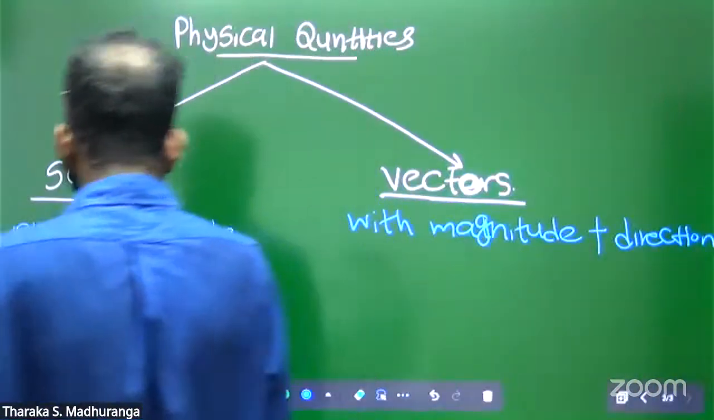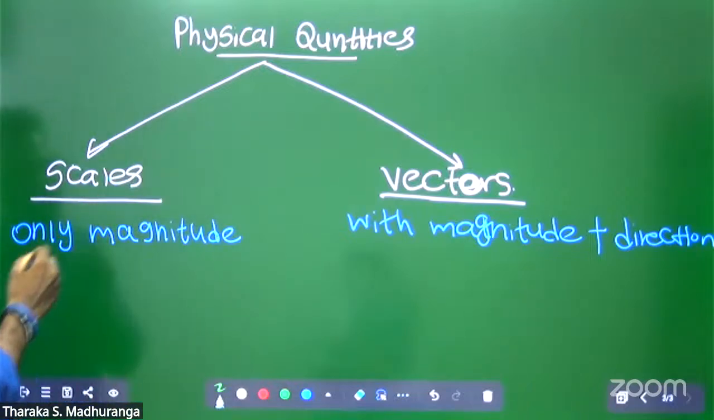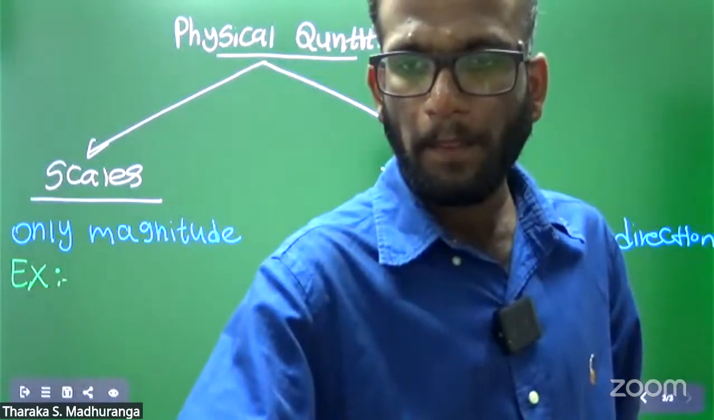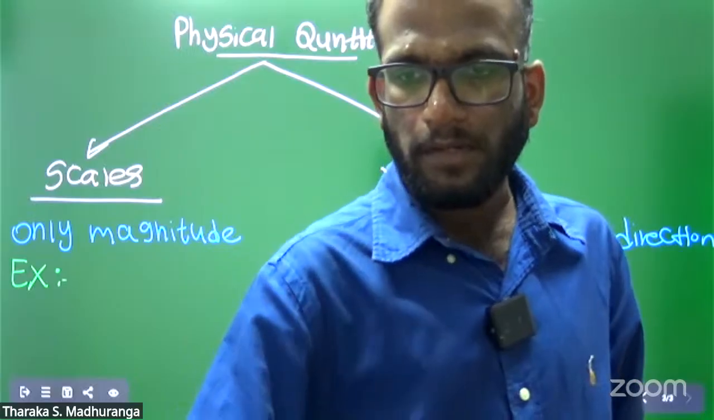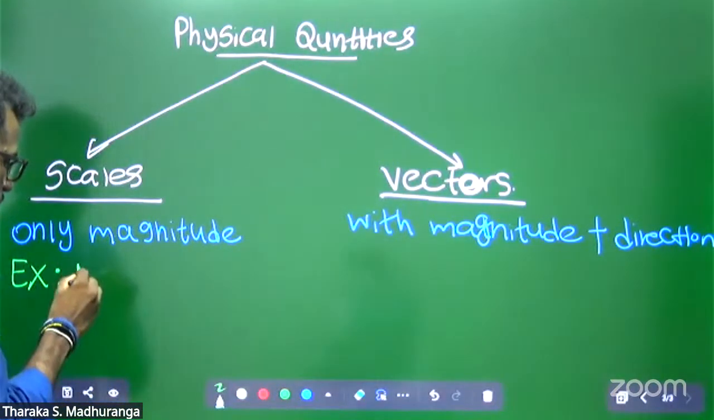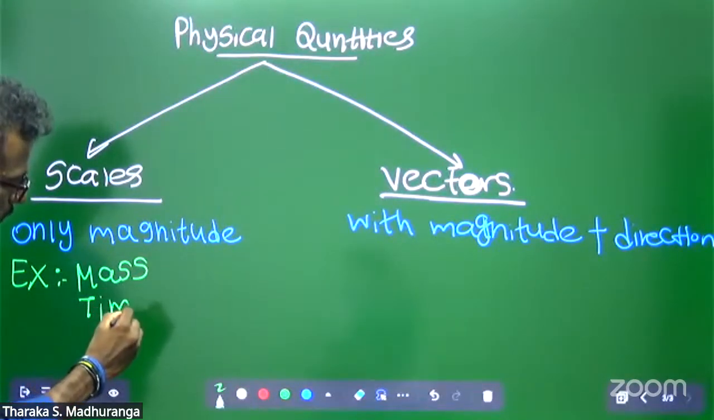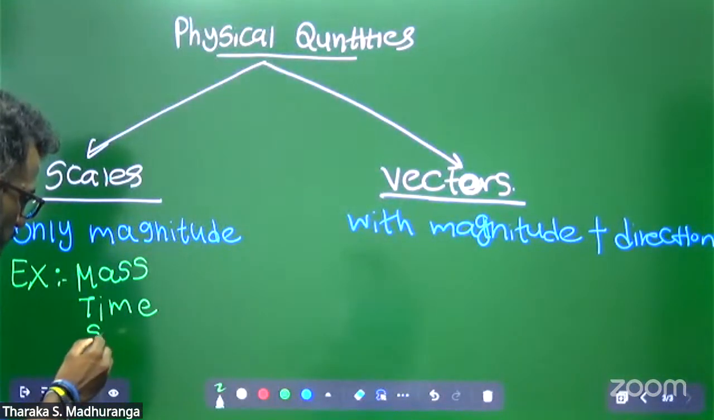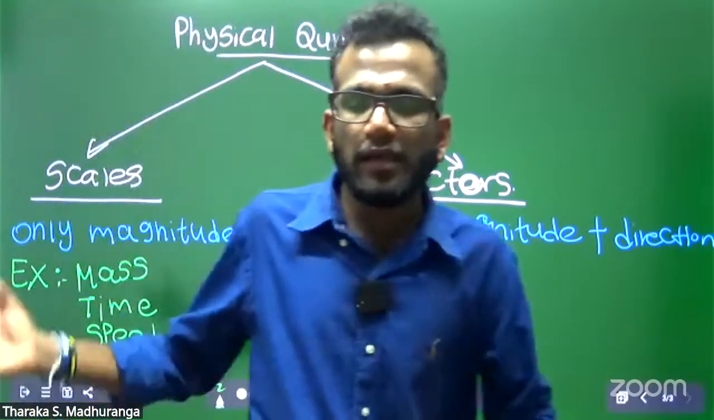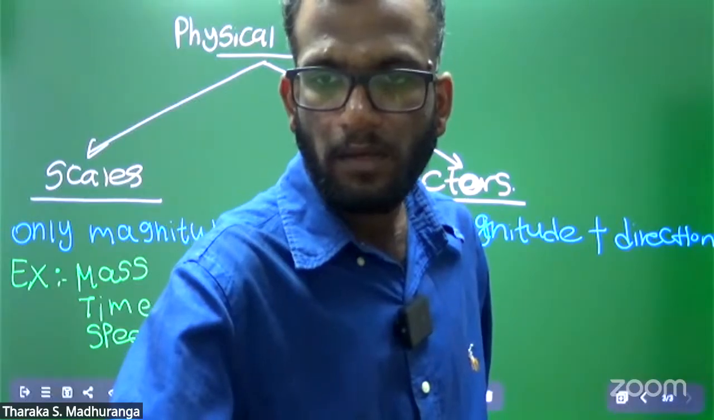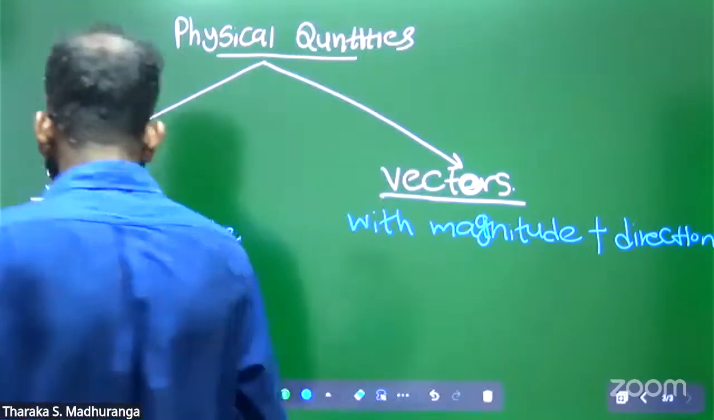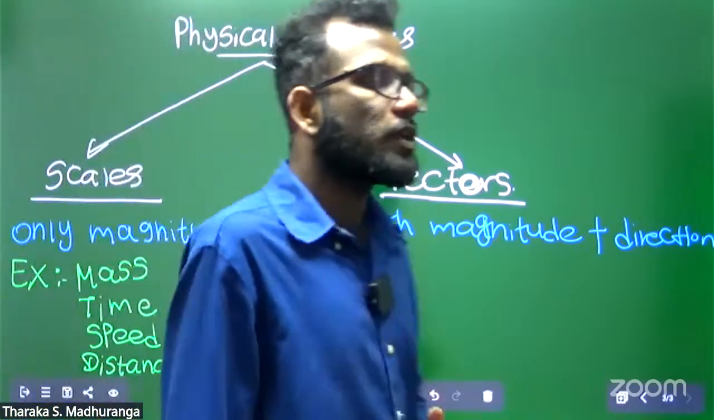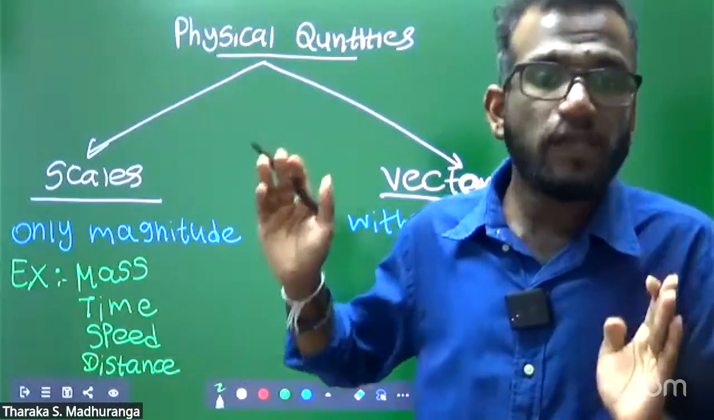Okay. Can you give me a few examples for scales first? Yes, very good. The mass, time, speed, very good. And distance. Yeah, distance, very good. They are physical quantities with only magnitude. They we call as scales.